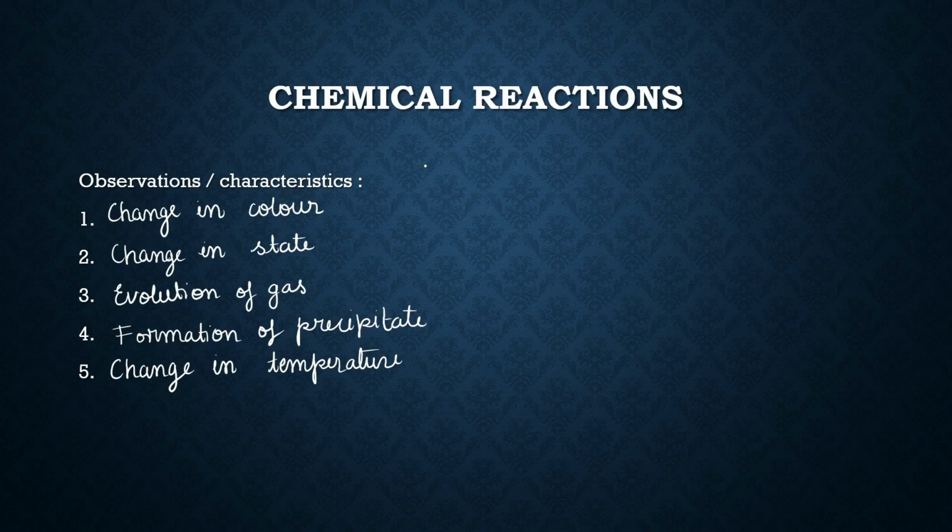Next, whenever a chemical reaction happens, what are the characteristic features from which you can observe and conclude that a chemical reaction has taken place? The first thing is a change in color. Next is a change in state, the physical state of the reactant changes. Then evolution of a gas. For example, when zinc reacts with sulfuric acid, it results in the formation of zinc sulfate along with the release of hydrogen gas.